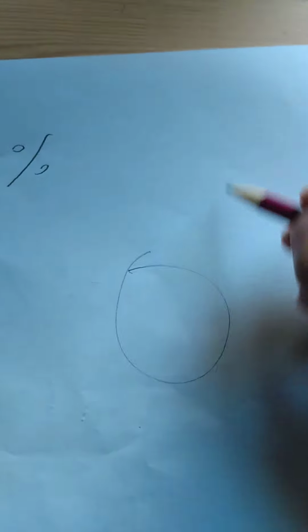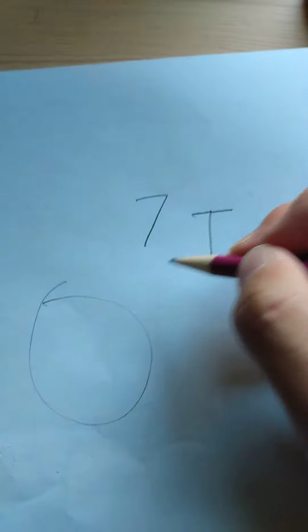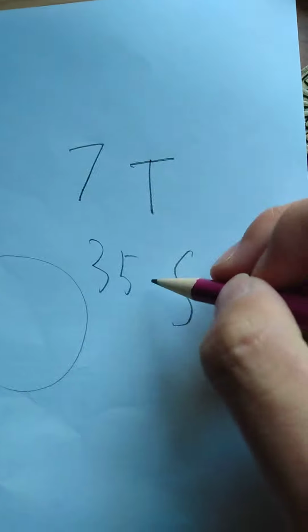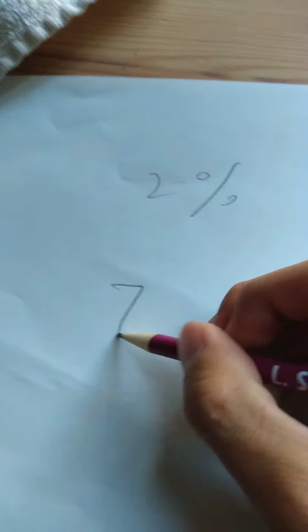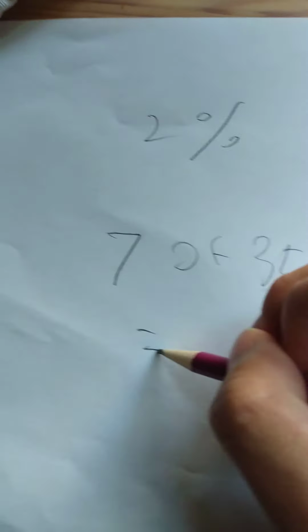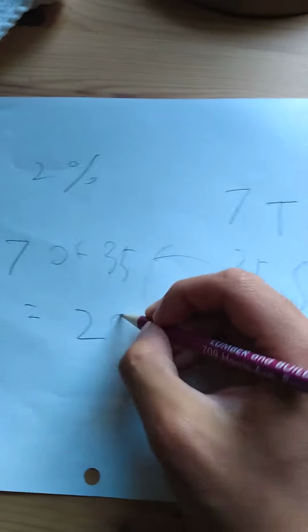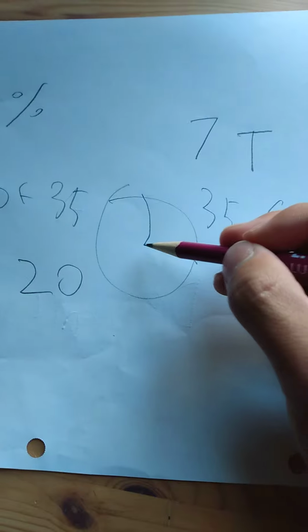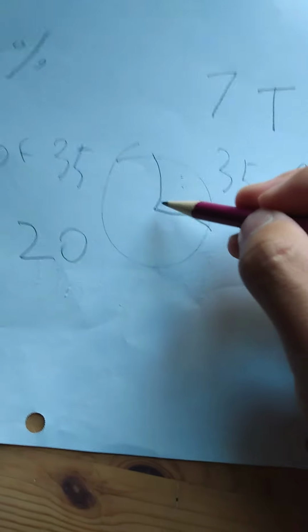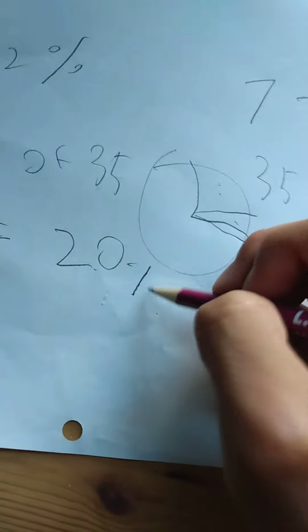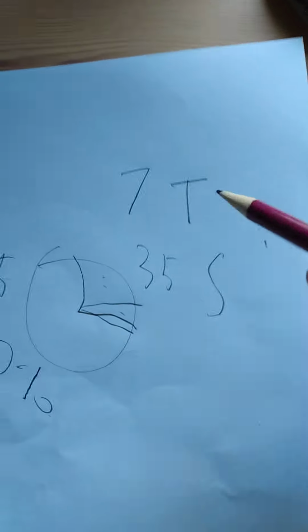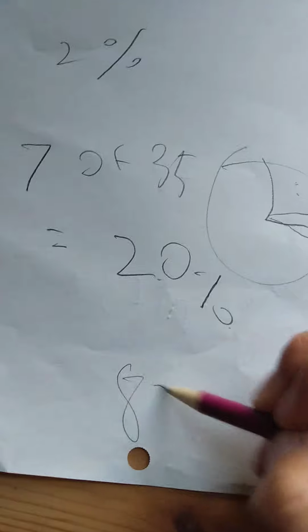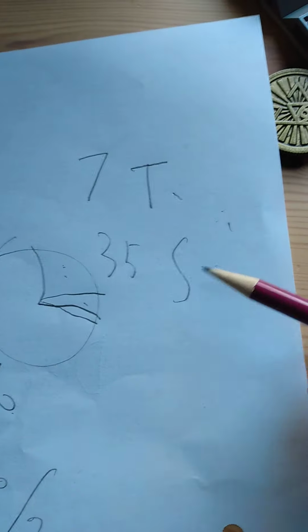Yes, SpongeBob was right. You do see percentages in pie charts. This is a pie chart. For example, we have 7 subscribers who are teachers, and the rest, which is 35, are students. So basically, 7 of 35 is equal to 20%. If you divide this into 100, this is going to be 15 right here, and 20 is going to be about here. 20% of my subscribers in our channel are teachers, and the rest, which is basically 80%, are students and other friends.